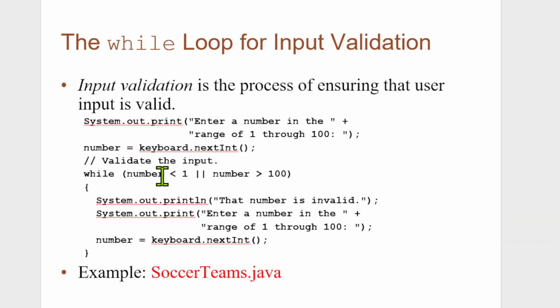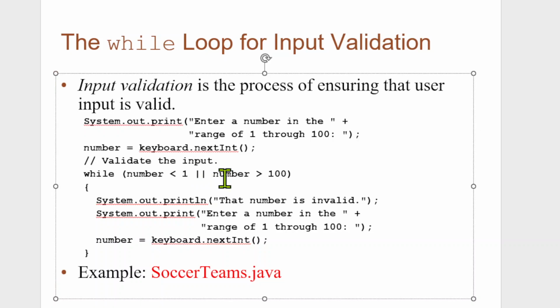And this says while the number is less than 1, or, remember the 2 pipes, this is or. Remember, this is and. You have to have 2 of them. That's and for our logical. Or the number is greater than 100.